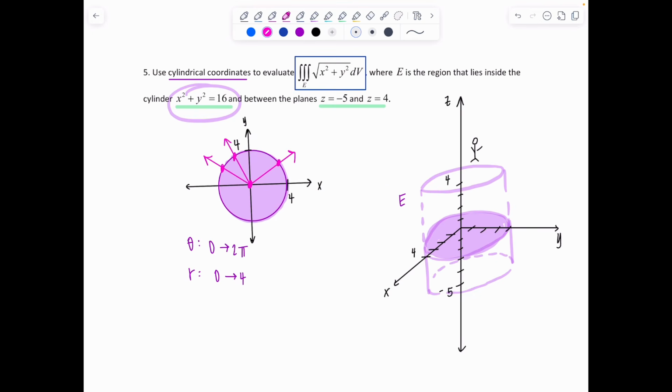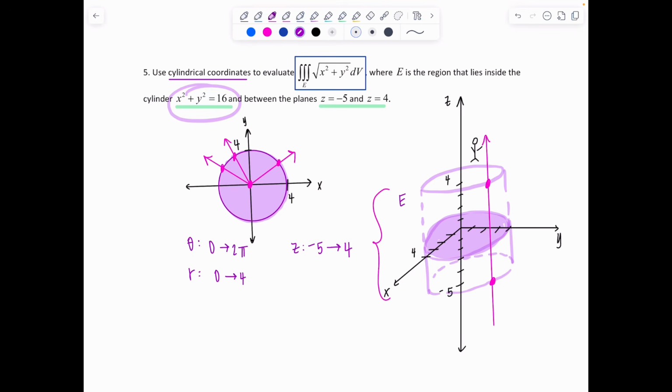Now we need to look at the 3D graph and figure out what our limits for z are going to be. Just imagine an arrow in the positive z direction going straight through your solid. Where it enters the solid is the lower limit for z, and where it exits the solid is the upper limit for z. So it's going from z equals -5 all the way to 4.